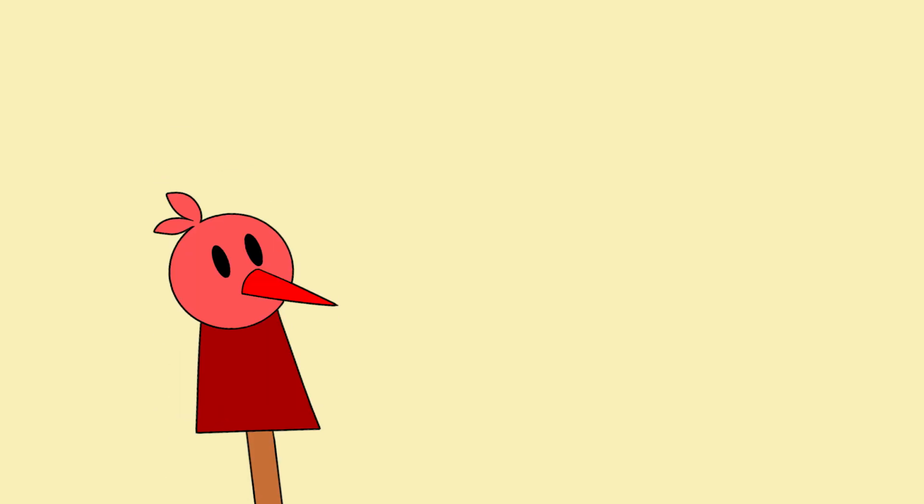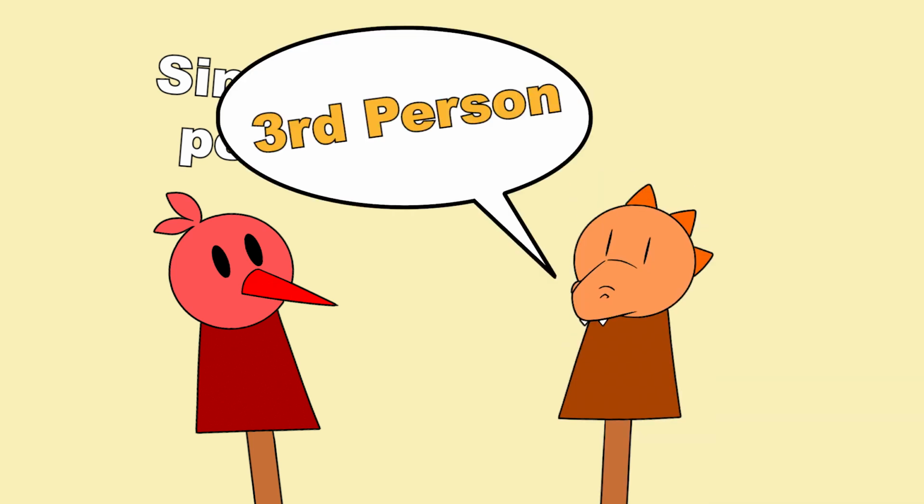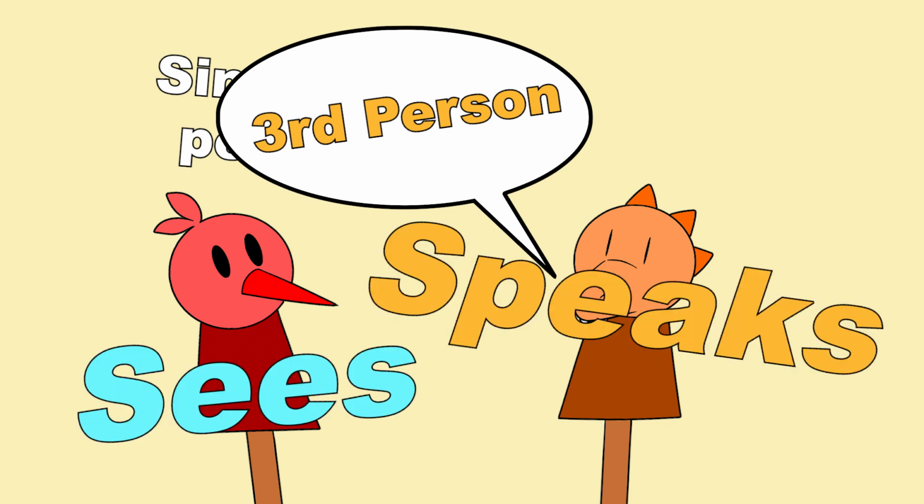If a story is told from the limited perspective of a single character, but the narrator is speaking in third person, that means that the information that makes up the story is seen by a different entity than the one that's speaking to us through the actual words on the page.